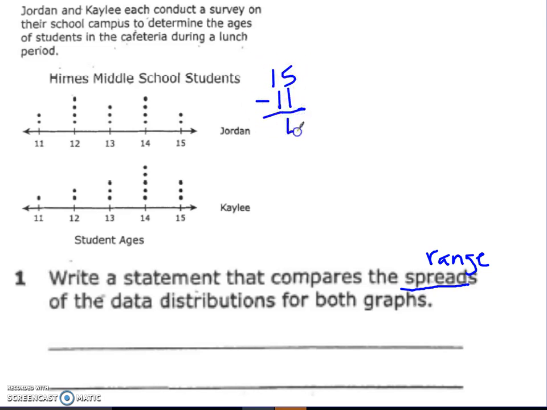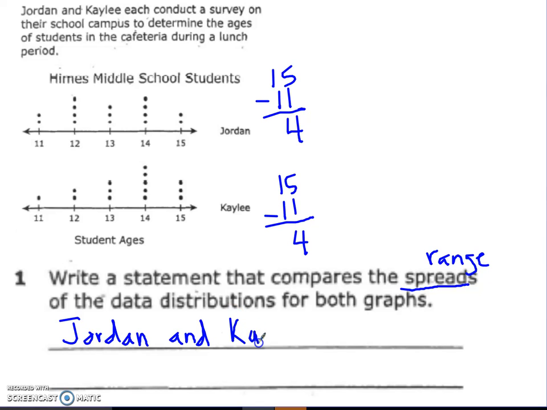15 minus 11 is 4 for Jordan. Kaylee, largest number is 15, smallest number is 11. So they are both the same. So Jordan and Kaylee have the same spread.